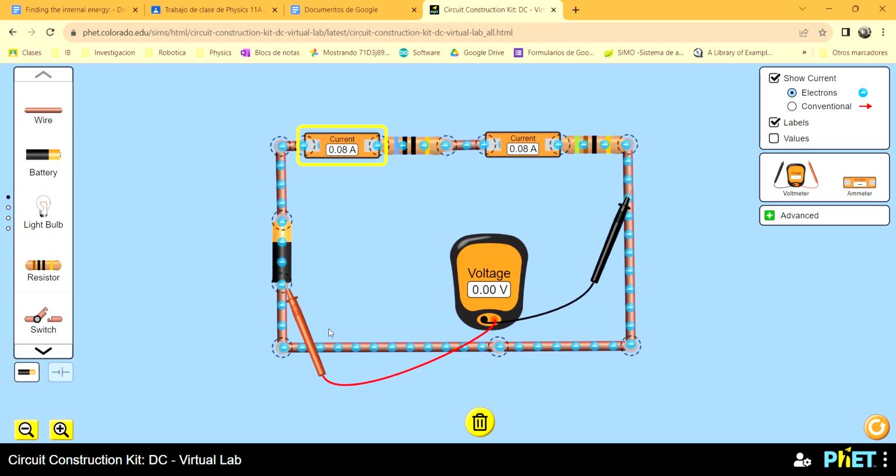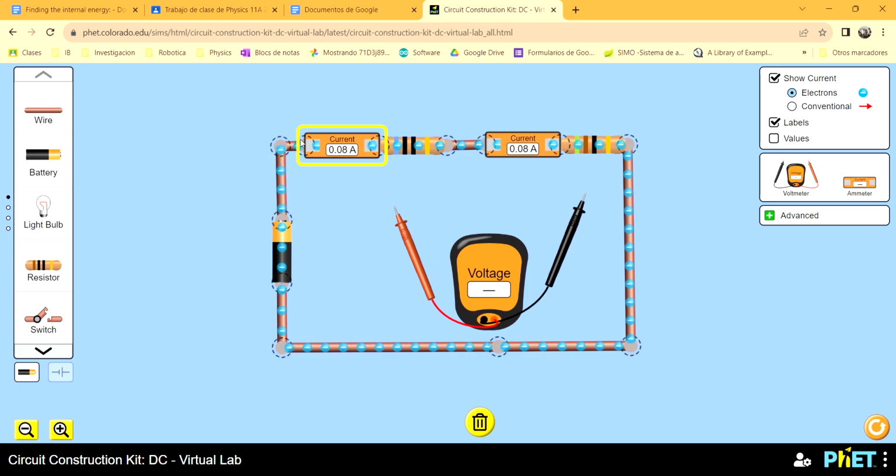So now you know how to measure, now you know how to put things together. The main idea is that you simulate some of the circuits of the guide. At the end of the guide, there are a lot of exercises. Choose at least 3 of them and simulate them with this simulator. Thank you very much.